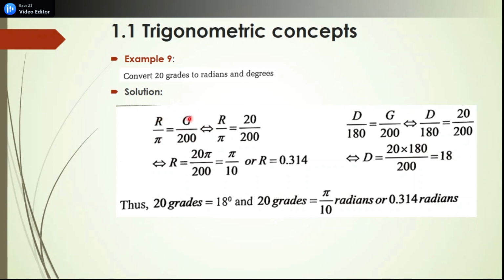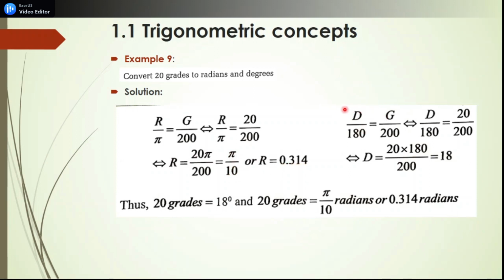Then by replacing grade with its value, we make the operation here. We make a cross product, and then calculate the value of r. So after calculation, we get pi over 10. You know the value of pi is 3.14. When we divide 3.14 by 10, we get 0.314.